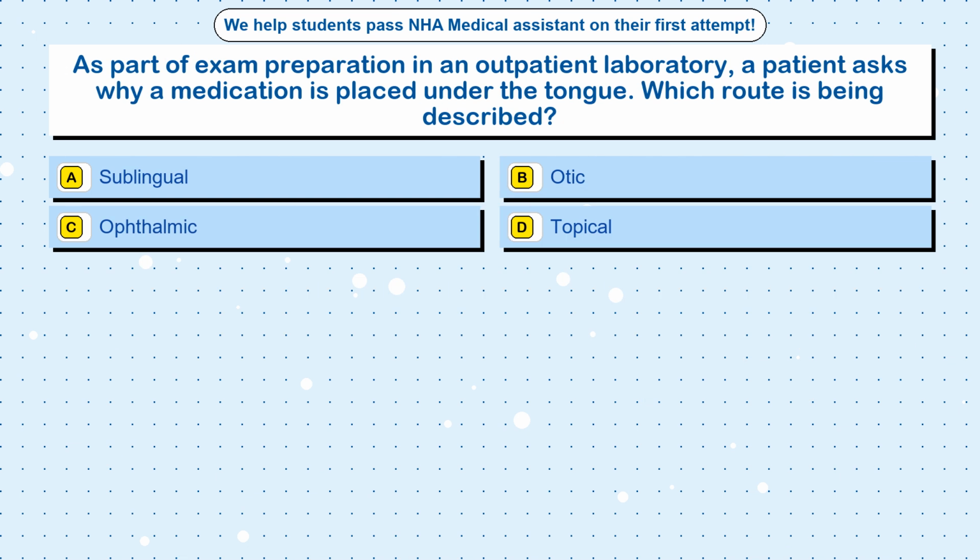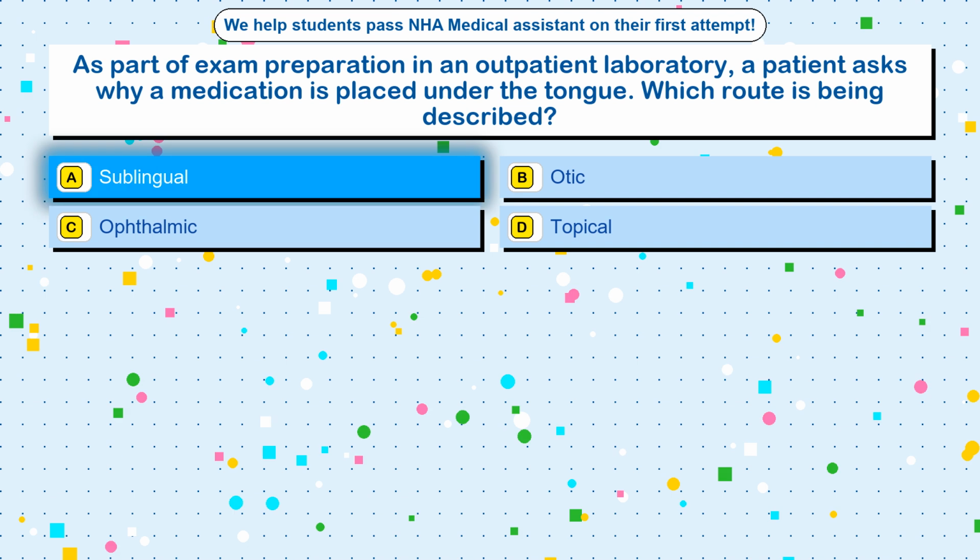Question 78. As part of exam preparation in an outpatient laboratory, a patient asks why a medication is placed under the tongue. Which route is being described? Option A. Sublingual. Option B. Otic. Option C. Ophthalmic. Option D. Topical. The correct answer is option A.